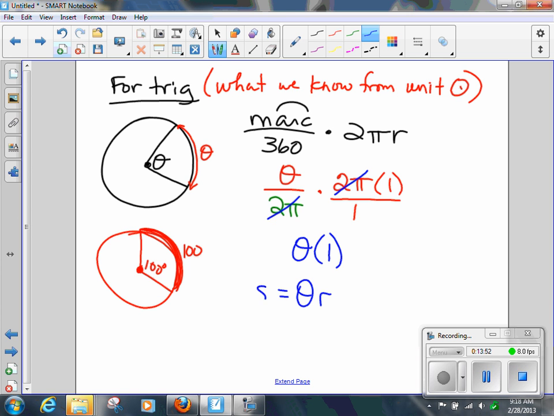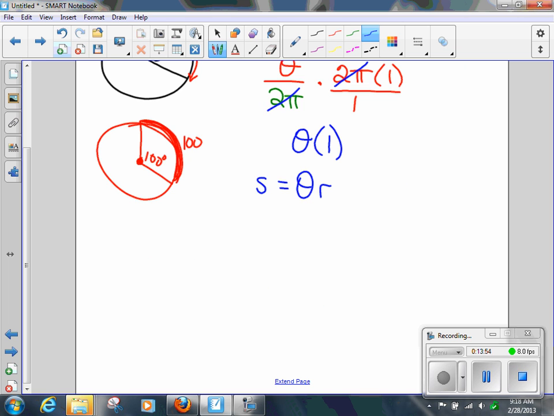And I want you to look at this formula right here. Don't put a box around it. It's going to go on your card. Let me just get rid of that box, that way you won't draw a box. This formula right here is the arc length formula.